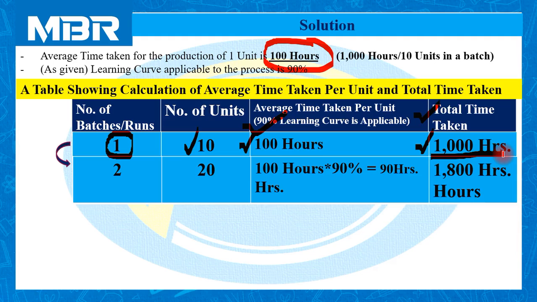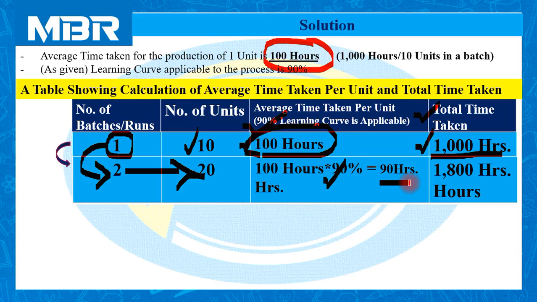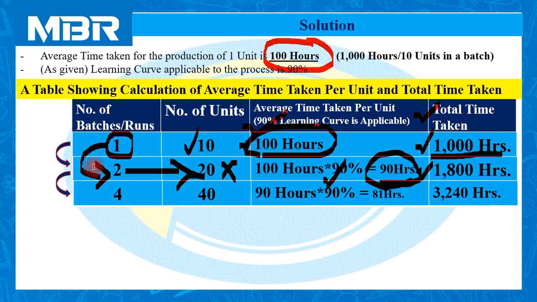Then production is doubled. So earlier we have produced one batch, so now two batches. So when we are producing two batches, number of units are also double, that is 20. Average time taken, earlier 100 hours per unit. So now 90%, that is 90 hours per unit. Total 90 hours per unit multiplied by 20 units. So 1800.